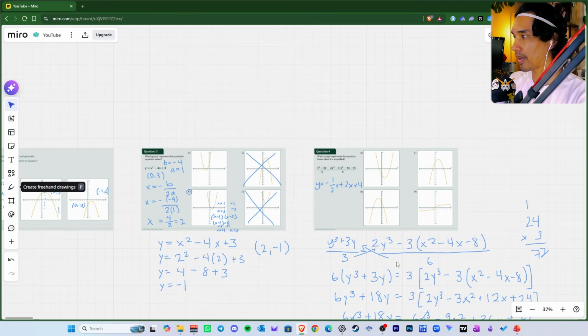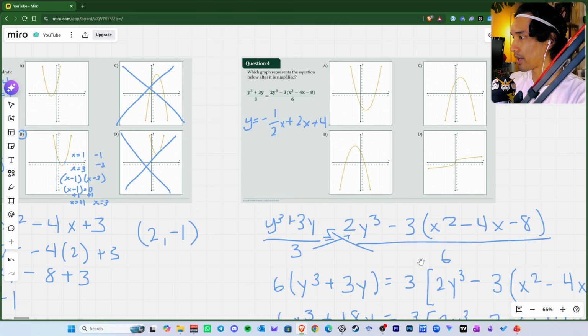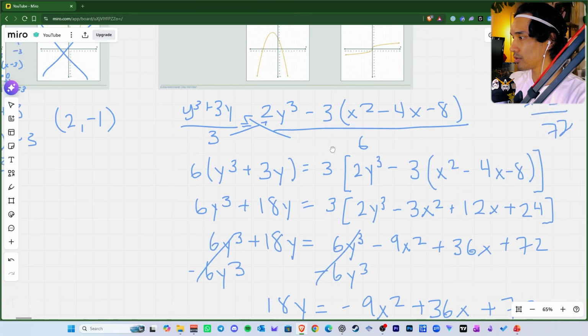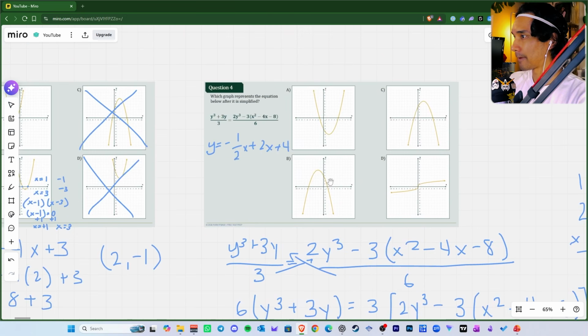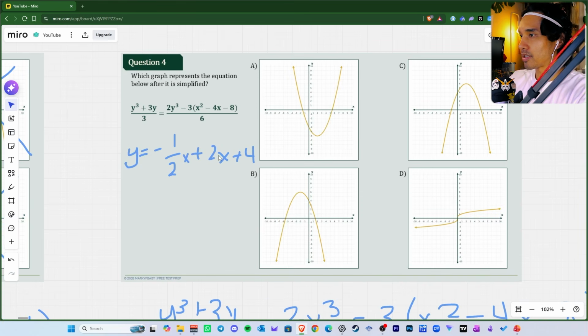Oh my gosh. I like Miro boards, but I don't like Miro boards, because look at that. I just want to go. Okay. So this is my equation here.